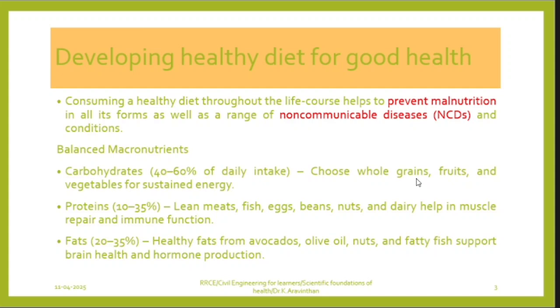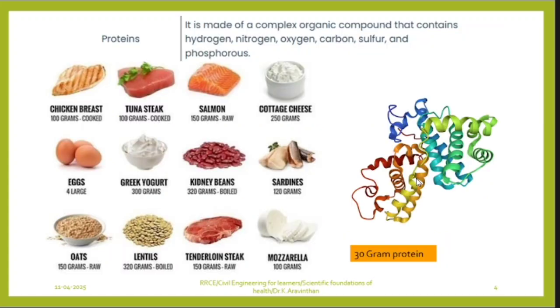Proteins. Where are the sources of protein? Meat, chicken and fish have a high amount of protein. Protein should be 10 to 35%. Fats are saturated fats and unsaturated fats. Olive oil and salmon, which is a type of fish, have unsaturated fats. So these are called proteins.